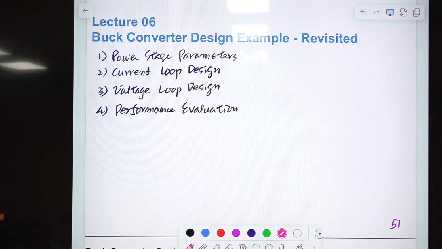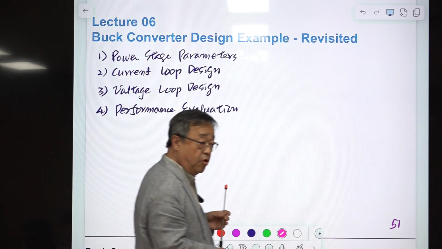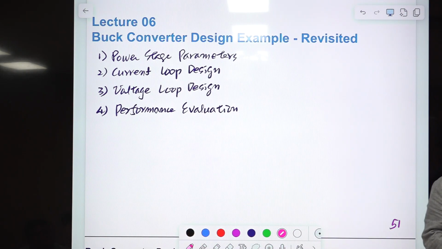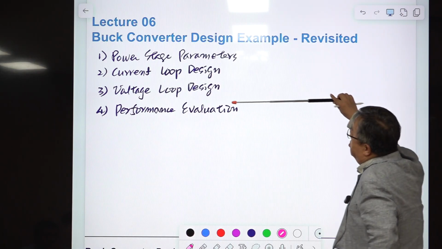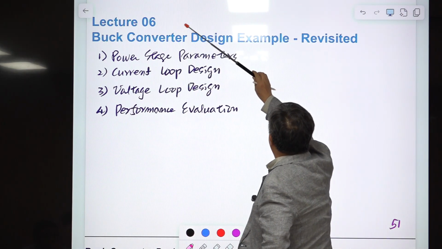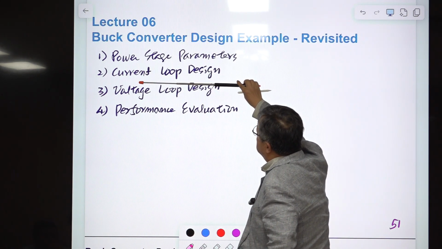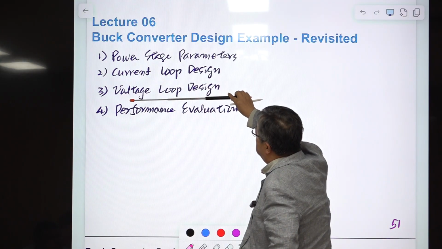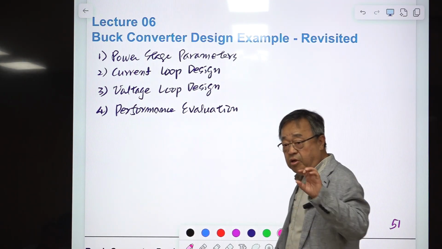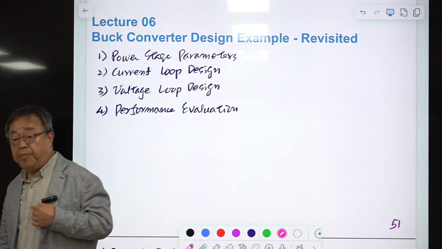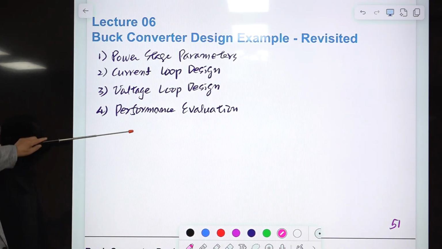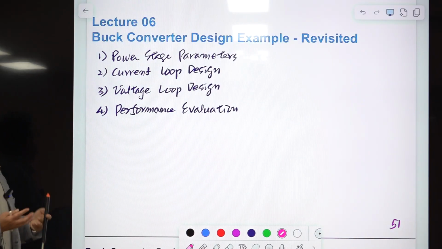Okay. Here maybe we repeat some part. We already went through this, but somehow I think it's not a bad idea to repeat the design procedure. So first, I'll discuss the power stage parameters of this design example and the current loop design. I'll provide you some numerical values, and for the voltage loop design, I'll provide the component values for every feedback circuit component. And finally, this is very important, I'll compare the performance of voltage mode control and current mode control and the difference between them.